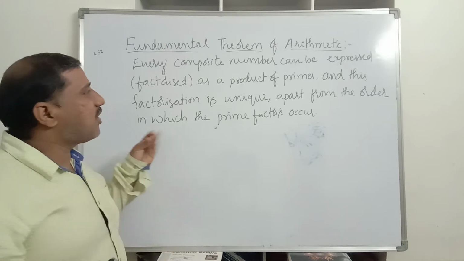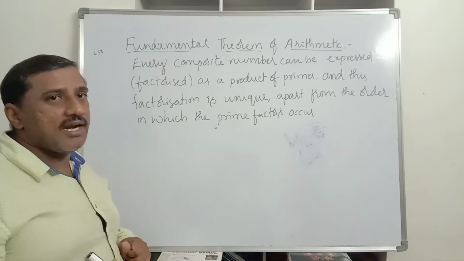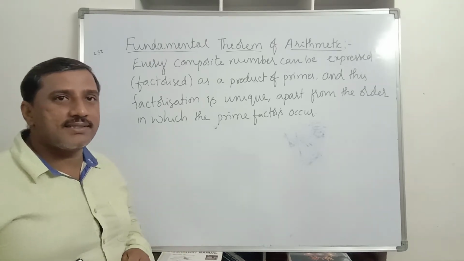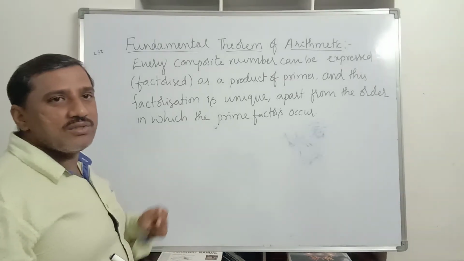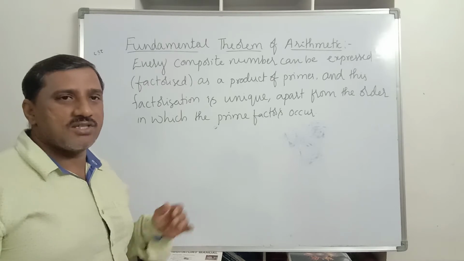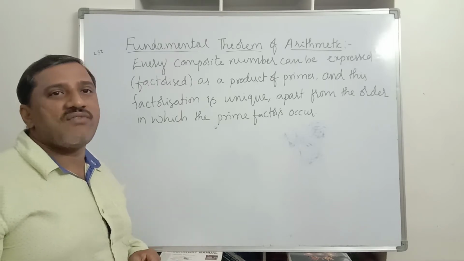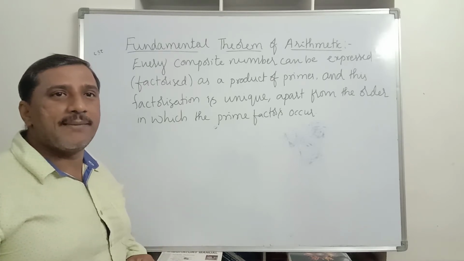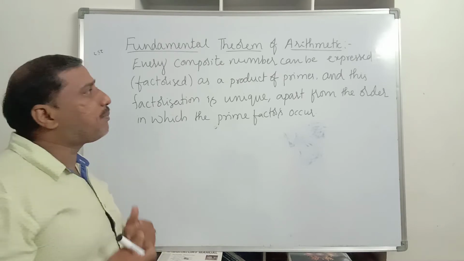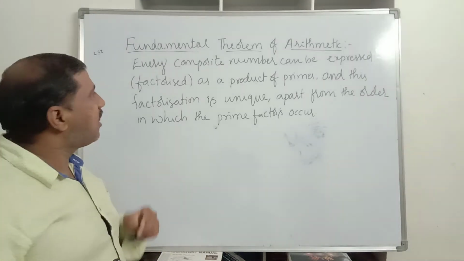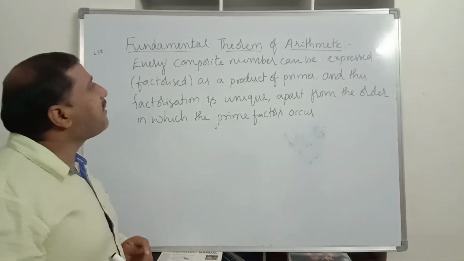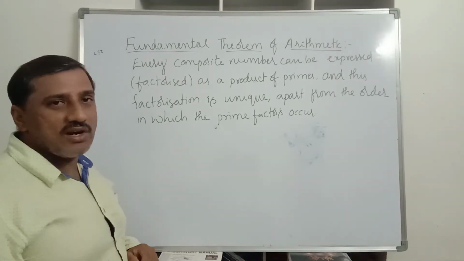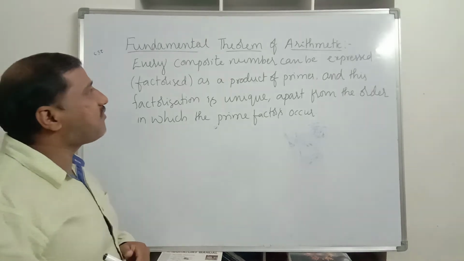In the last class we discussed Euclid's division lemma from our chapter Real Numbers and its applications. We studied where we use Euclid's division lemma, especially to find the highest common factor, that is HCF, of numbers, and to study the properties of numbers. The second theorem is the fundamental theorem of arithmetic. Today we are going to discuss the fundamental theorem of arithmetic.